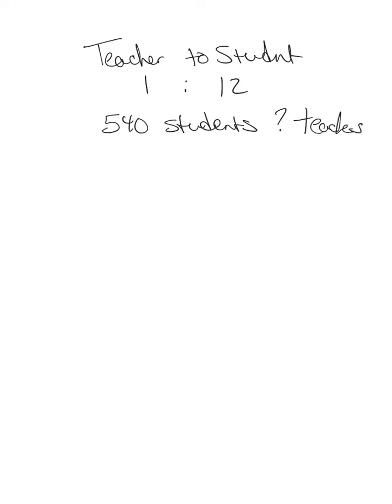So remember, I told you to set these up in fraction form. So always start with your words first. So we're going to do a teacher to student ratio, that fraction. And so we see up here, I'm going to highlight it, that the teacher is one teacher, right? And we put the teacher on the top, and we're looking for teachers. We see that the student is 12 of them, and we have 540.